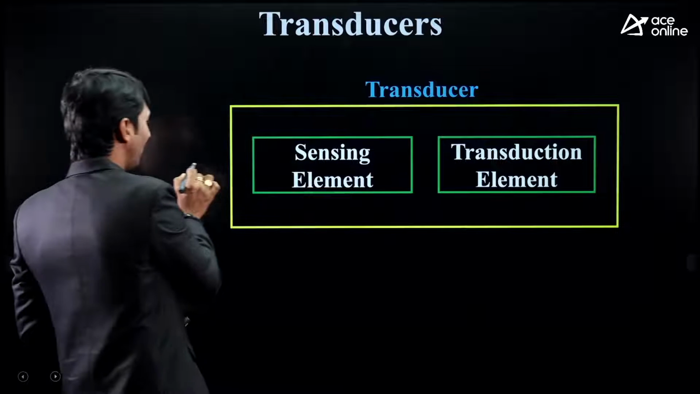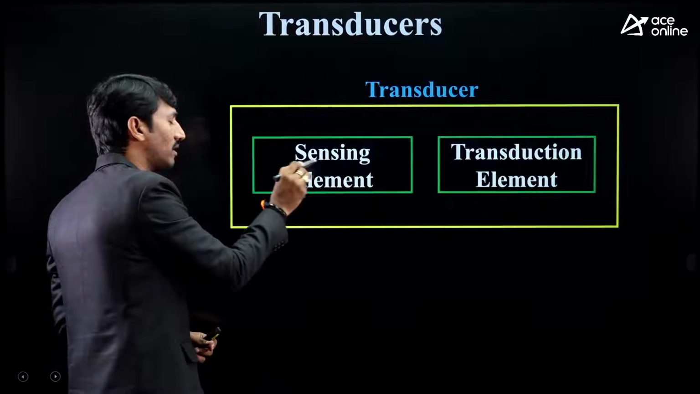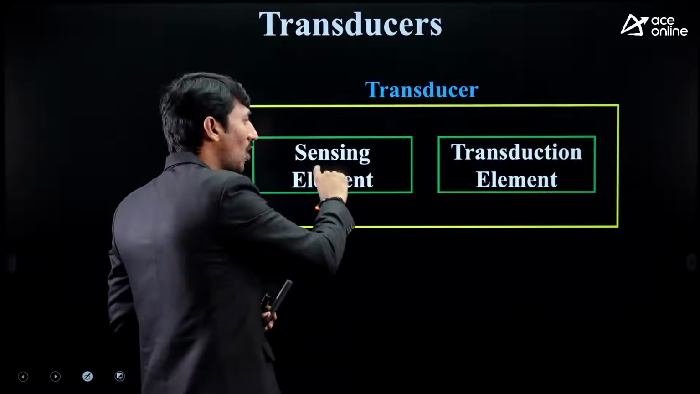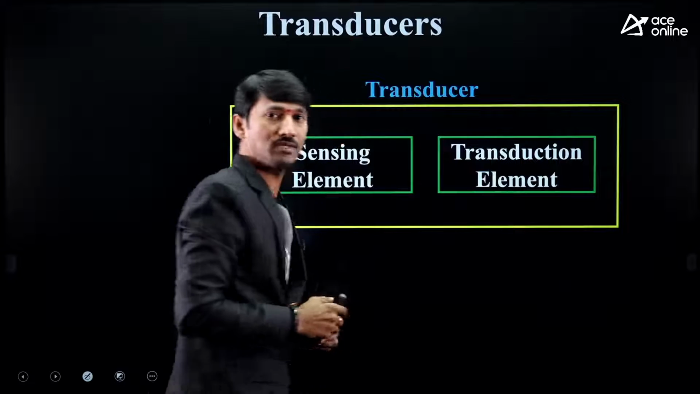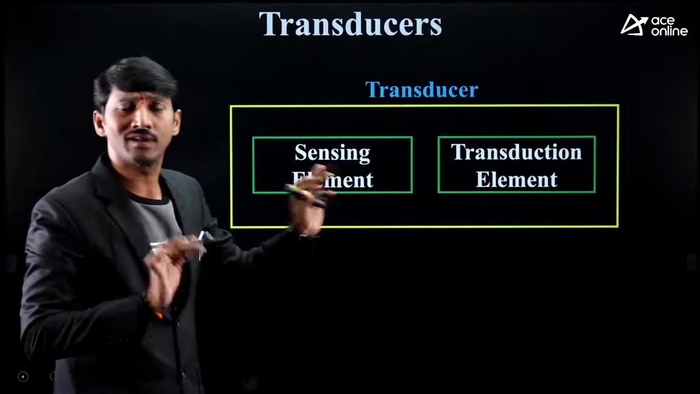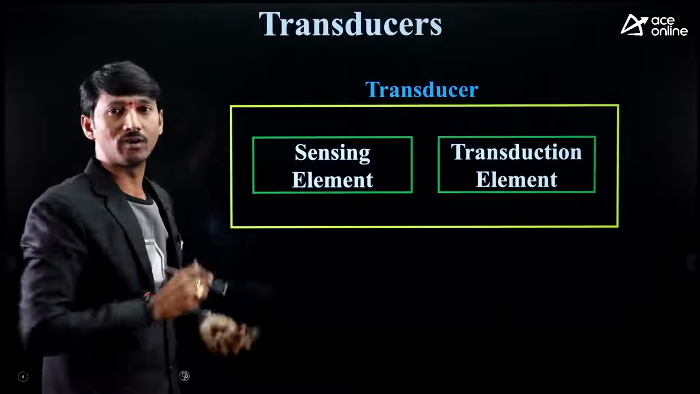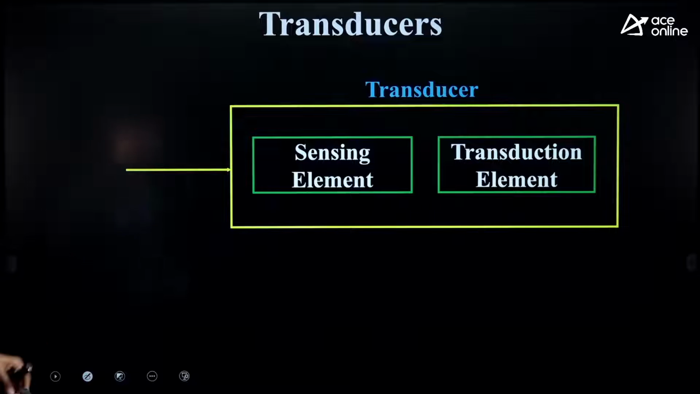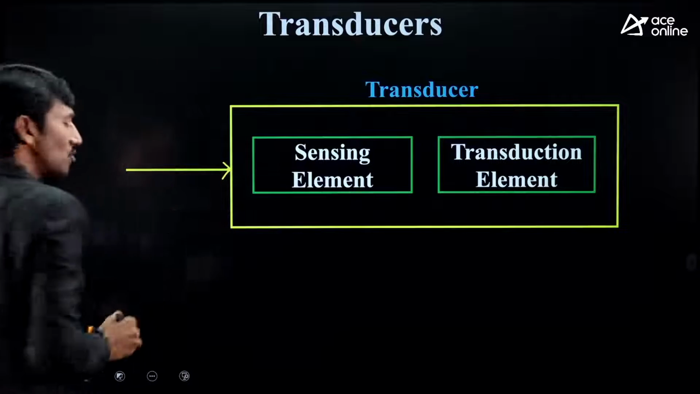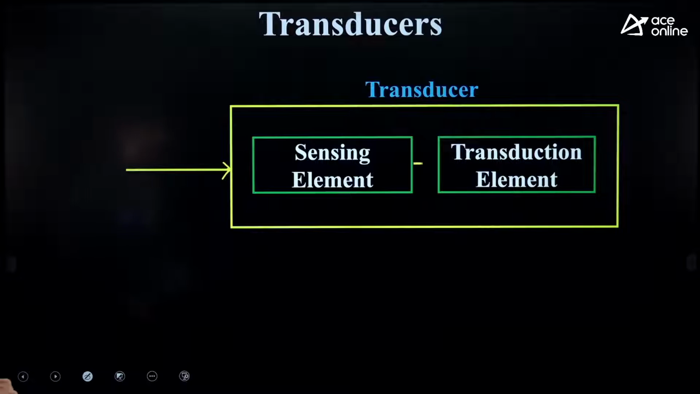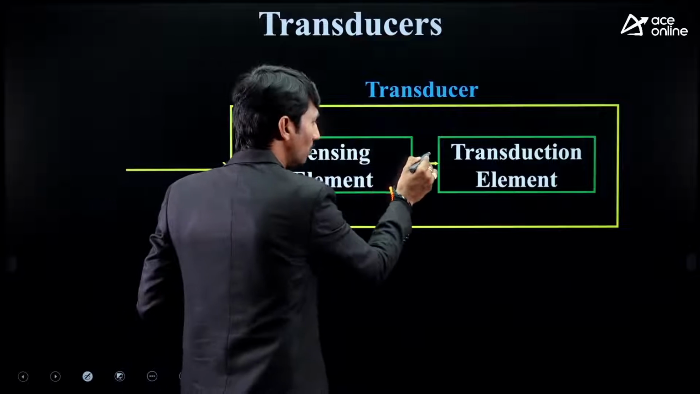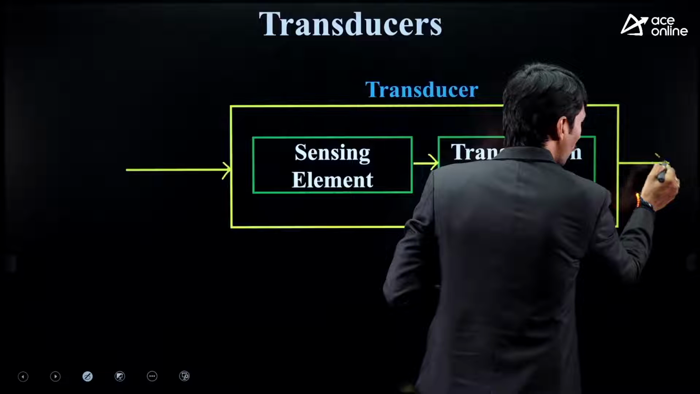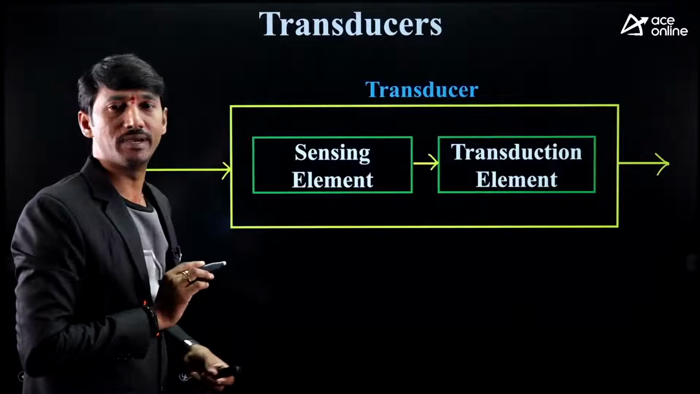The moment we are giving the input, that input will be connected to the sensing element. Then it will give some output, and that output is given to the transduction element, thereby we get the corresponding electrical output. This is the elaborated way of the corresponding transducer. Input is given here, and obviously it is a non-electrical input. The sensing element gives the corresponding output to the transduction element, and finally we have the electrical output. This is the step-by-step notation.